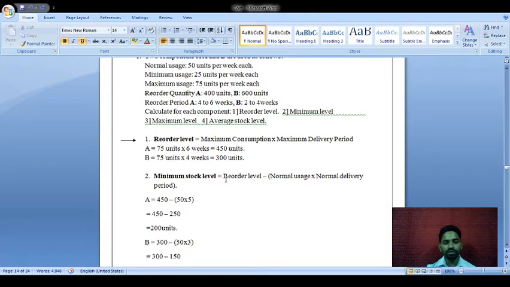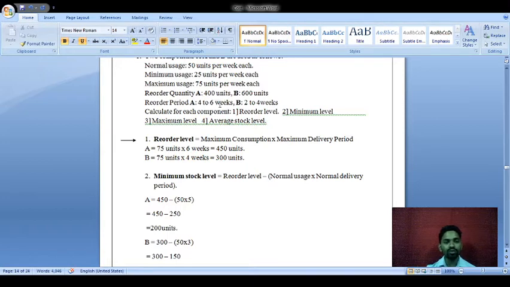Now see the reorder level for the A purpose, which we ascertained: 450 units. So 450 units minus normal usage. The normal usage is given as 50 units per week, and this 50 is taken into the normal delivery period. The normal delivery period means the average delivery period. The minimum is given and the maximum is given, but the average is not given, so we have to ascertain it.